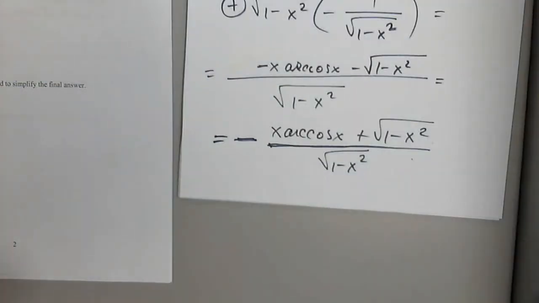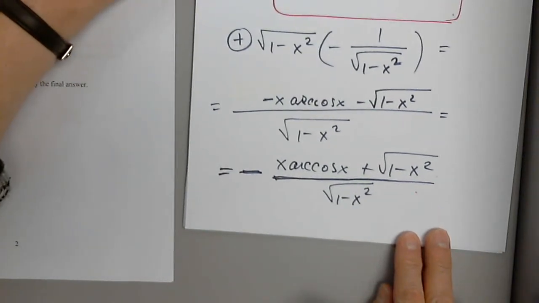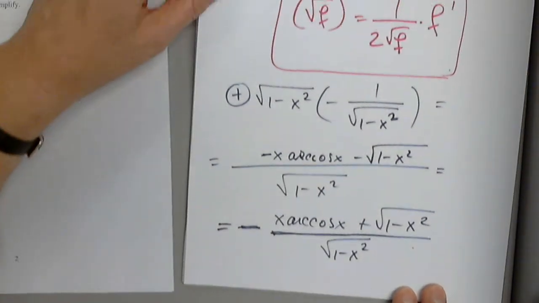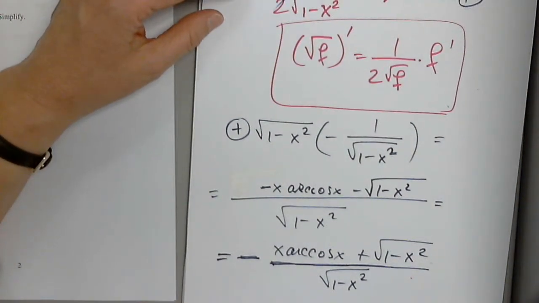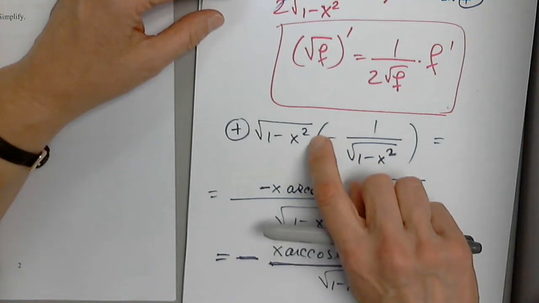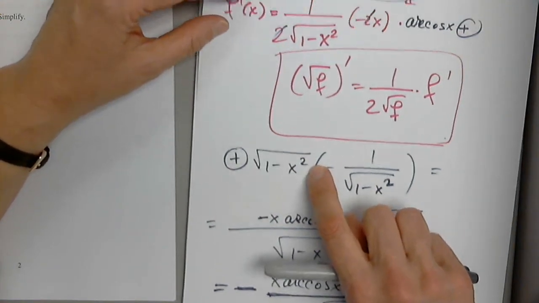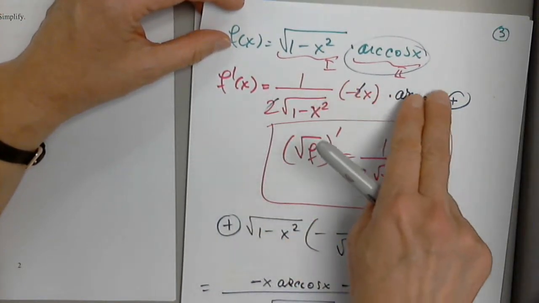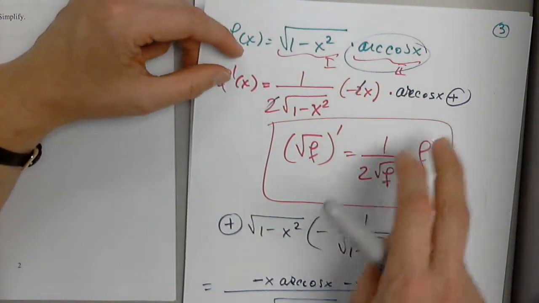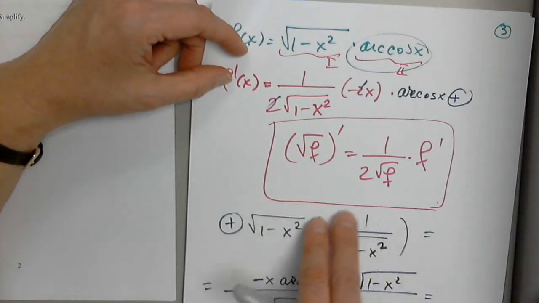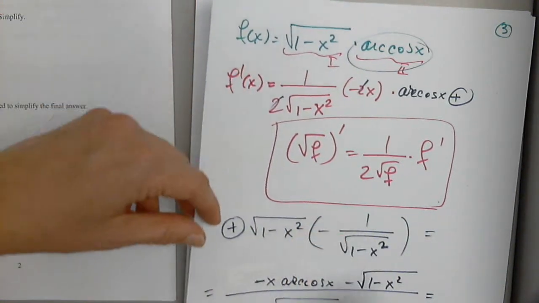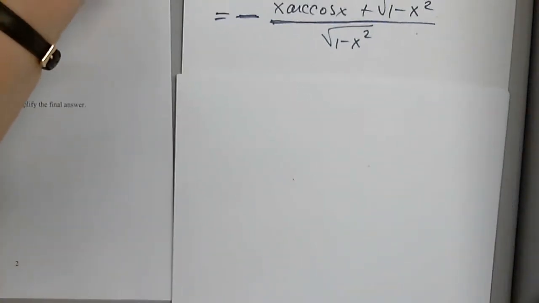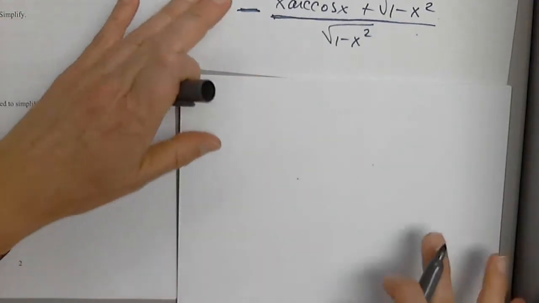Yes, please, Brayden. For where you have the plus square root 1 minus x squared, is that times negative 1 over 1 minus? Yes, because otherwise I would have had an operation symbol here. So it's the first function prime times the second one plus the first function times the second one prime. Yes, of course. It has to be. It's a sum of two products.